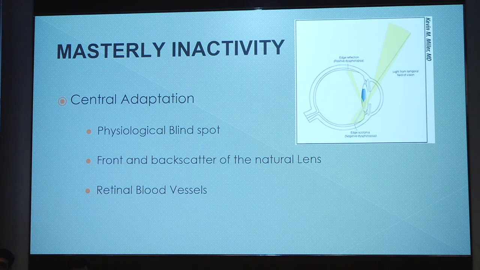We don't see our own physiological blind spot. The natural lens also has some backscatter that is not perceived by us. Retinal blood vessels are not perceived by us. This is all because of central adaptation. So this would be the best management. Give the patient some time. It goes off. If it doesn't go off, then you might have to think of some surgical aspect.